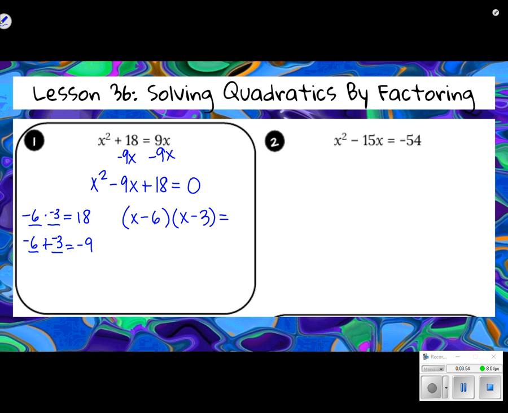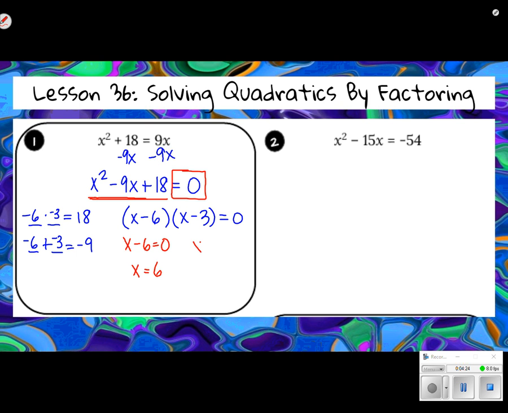Now, a lot of times people get confused. They're like, when do I factor and when do I find zeros? So the key is that I have this equals 0 component. If I just had x squared minus 9x plus 18, if I just had that with no equals 0, all I would be able to do is stop right there with the factored piece. But because I have the equals 0, I have to set each piece equal to 0 and solve for x.